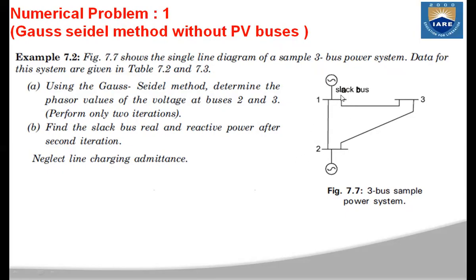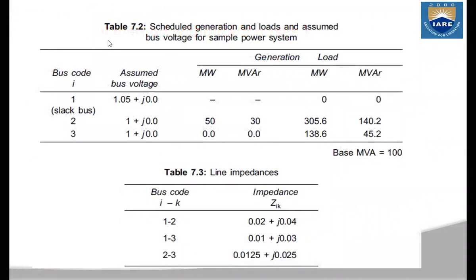Generally the slack bus will be represented with bus number 1. And what are the parameters that are specified at slack bus? The magnitude of voltage and delta, this angle, will generally be specified at the slack bus. Okay, so once check the data given for this simple power system network in the next slide. So this is Table 7.2 and 7.3.